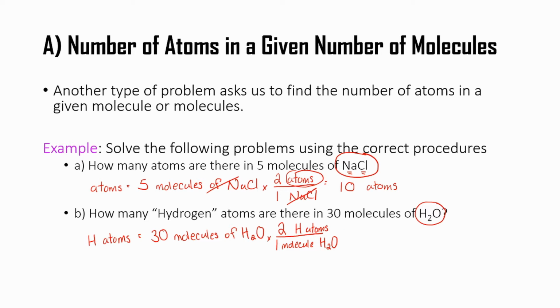So this question is more specific. It's not just asking how many atoms are there, it's asking for how many hydrogen atoms. Once I have this equation set up, molecules of H2O can get canceled out. 30 times 2, that means I have 60 hydrogen atoms.